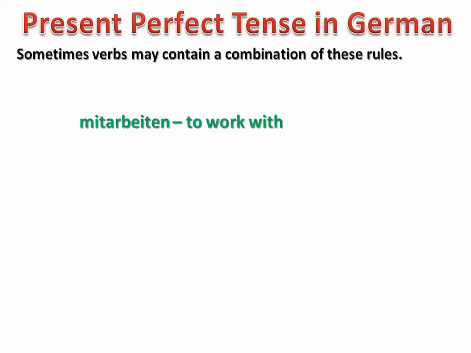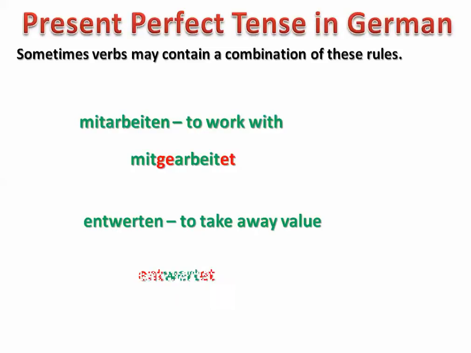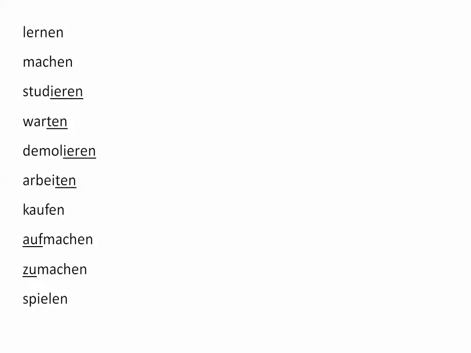Now, sometimes verbs may contain a combination of any of these rules, like mitarbeiten, mitgearbeitet, or entfernen, entfernt. Okay, so if you want to try here for a minute to think about what the past participles of these verbs may be, you can test yourself. I will give you the answers here.